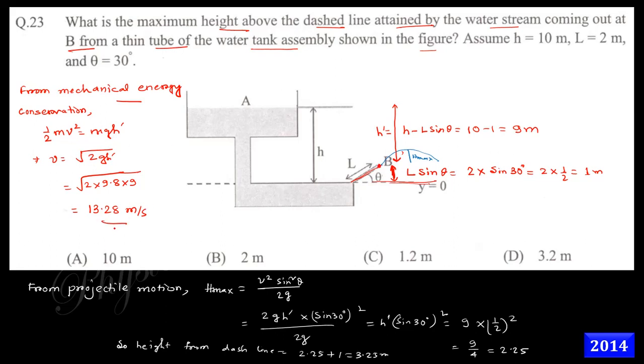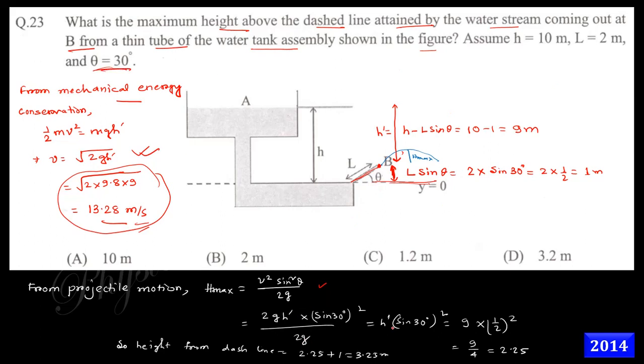Like that. And h max, the maximum height, will be obtained from projectile motion: v square sin square theta by 2g. So v square is nothing but 2g h prime. You just put this in and finally you will obtain the value. So 2g h prime and sin square theta, sin 30 degrees. Theta is given here as 30 degrees.